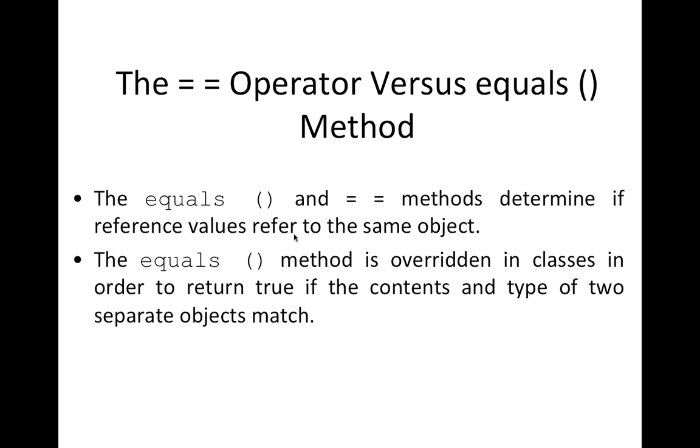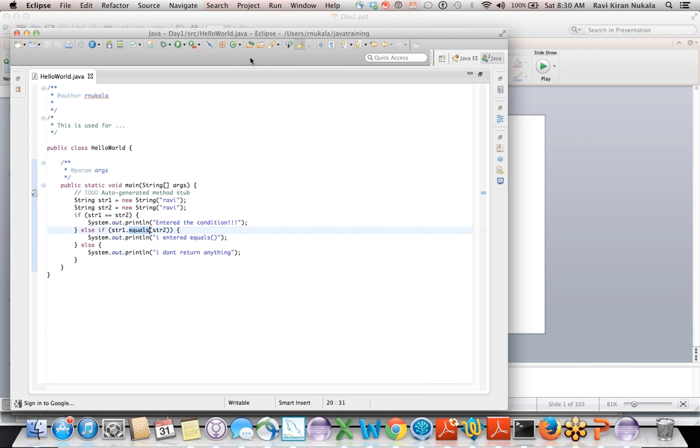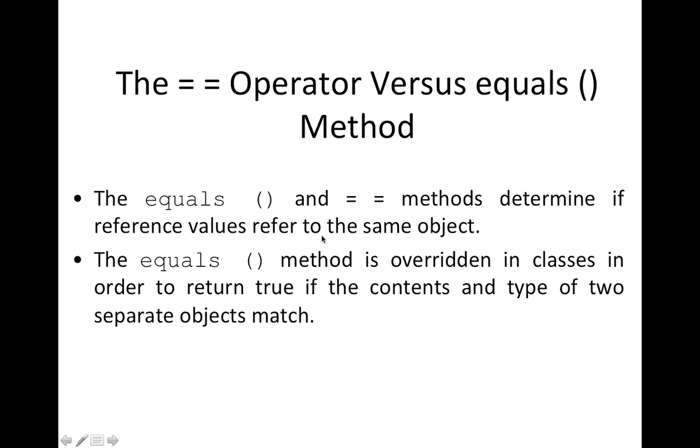A whole interview can go on one of these methods, and they can judge whether you know Java or not. You will know it eventually, you will evolve this meaning over classes, but this is a very fundamental definition: the equals and double equals methods. Double equals is true if reference values refer to the same object. The equals method is overridden in classes in order to return true if the contents and type of the two separate objects match.